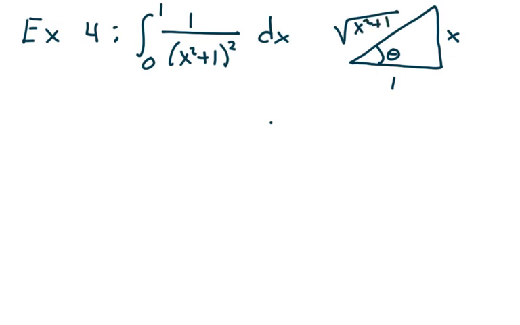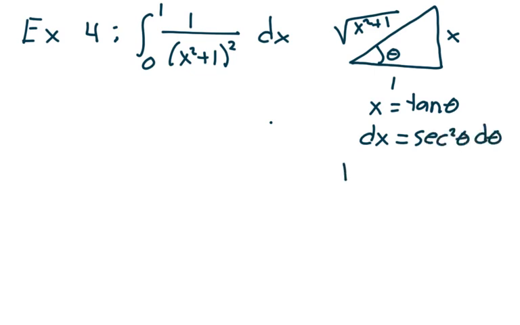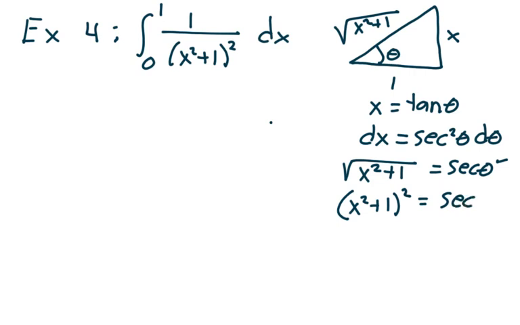Same type of substitution. Now, x is equal to tangent theta, because x over 1, right? But x over 1 is x. dx is secant squared theta d theta. And square root of x squared plus 1 is equal to secant theta. But to get an expression for x squared plus 1 to the second, we have to raise both sides to the fourth power. And so (x squared plus 1) squared is equal to secant to the fourth theta.